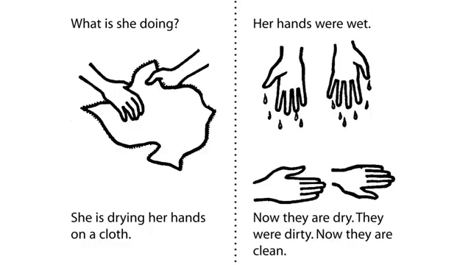What is she doing? She is drying her hands on a cloth. Her hands were wet. Now they are dry. They were dirty. Now they are clean.